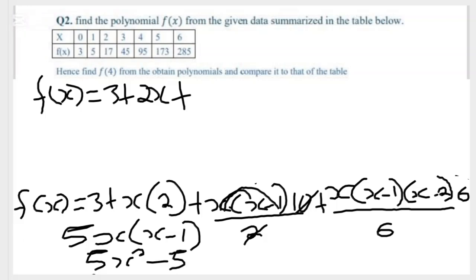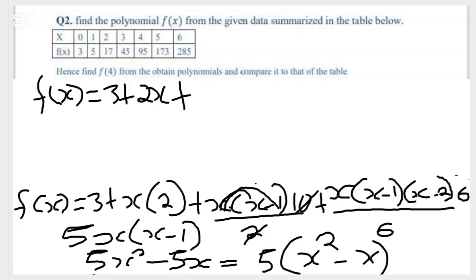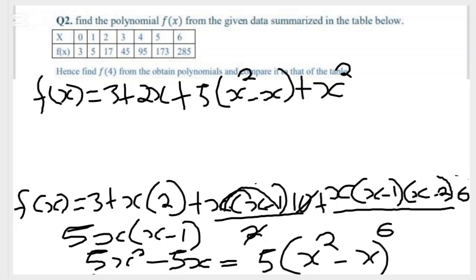So therefore I will say this is 5x squared minus 5x. So if I should factor out, I will say 5 outside, and I will say x squared minus x. So I can factor it. So therefore I will say 5 into x squared minus x, and therefore plus x squared minus x, and also x minus 2. Yeah, I hope you get it.